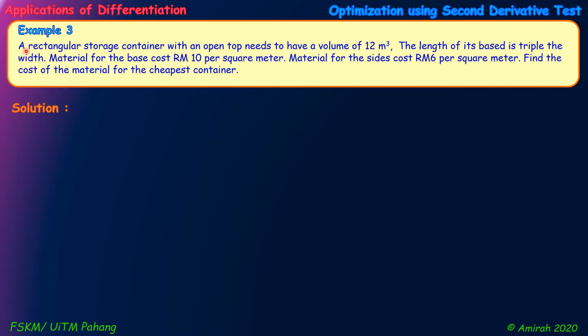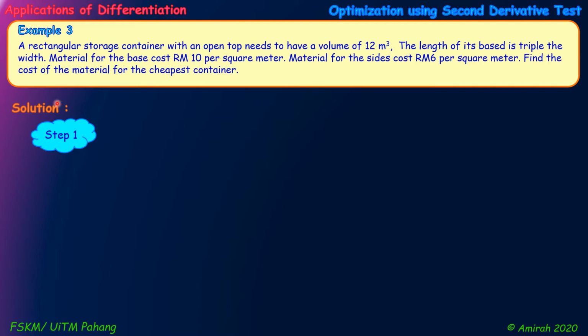A rectangular storage container with an open top needs to have a volume of 12 meter cube. The length of its base is triple the width. Material for the base costs RM10 per square meter. Material for the side costs RM6 per square meter. Find the cost of the material for the cheapest container.